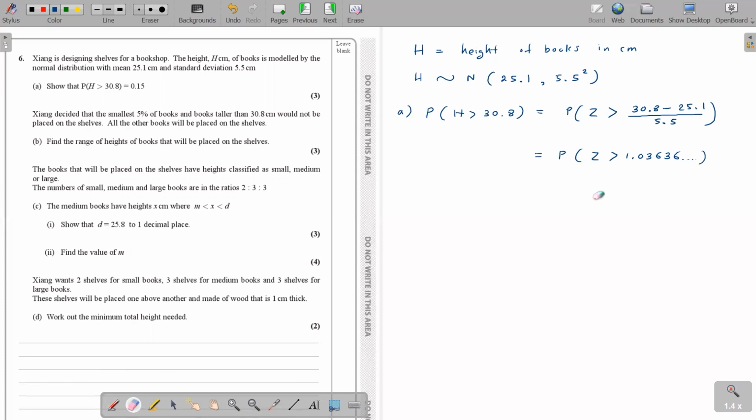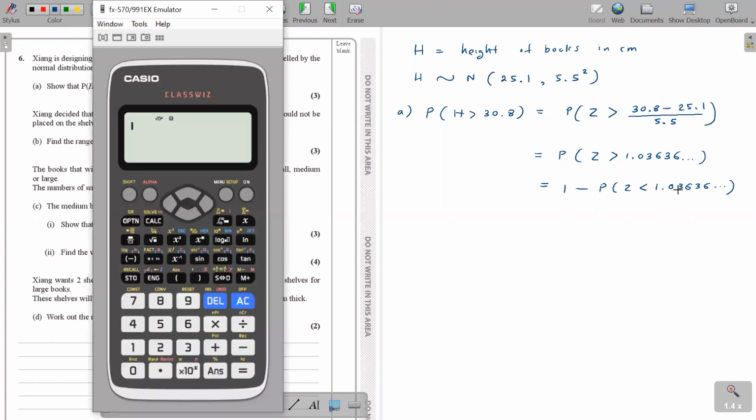If you are using the table, or you can use your calculator, anything is fine. Probability z is greater than 1.03636, you could write this as 1 minus probability z is less than 1.03636. You can get the value from the table. If you're taking from the table, you have to go for 1.04, the closest value in the table, since the table does not have this exactly. Or else you can go with the calculator.